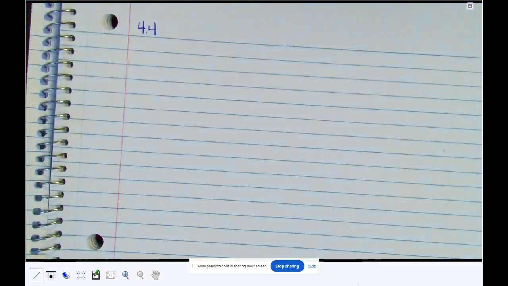So what I want you to hear me say for a second: 4.4, what we're starting today, is not on the quiz. The quiz is over 4.1, 4.2, and 4.3. So slope, like finding slope between 2 points, writing equations in slope-intercept and point-slope form, parallel and perpendicular. Those are the things on the quiz.